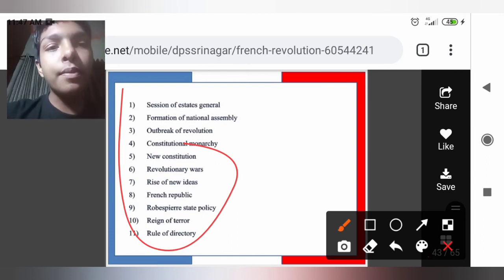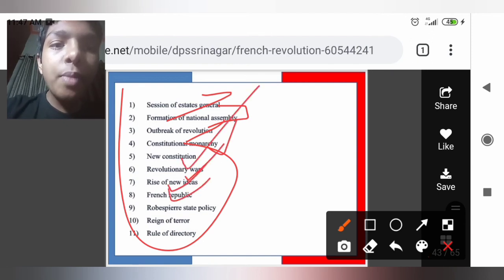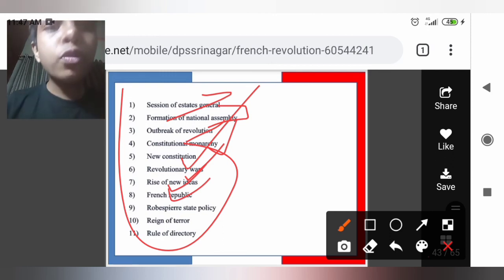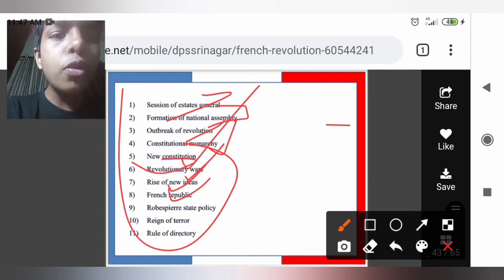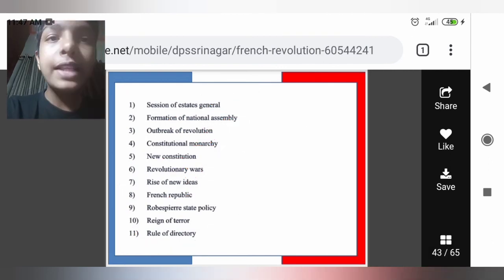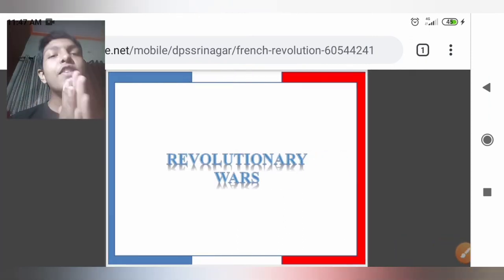These short notes come. Short notes on Estates General, National Assembly, breakup of revolution, constitutional monarchy, new constitution, revolutionary wars, and rise of new ideas, the Republic, Robespierre's policy, reign of terror, and rule of the Directory. So these are also the further topics which we are going to study. Right? We have completed till the new constitution. And guys, that's all for today. From tomorrow or in the next session, we'll be having the revolutionary wars.